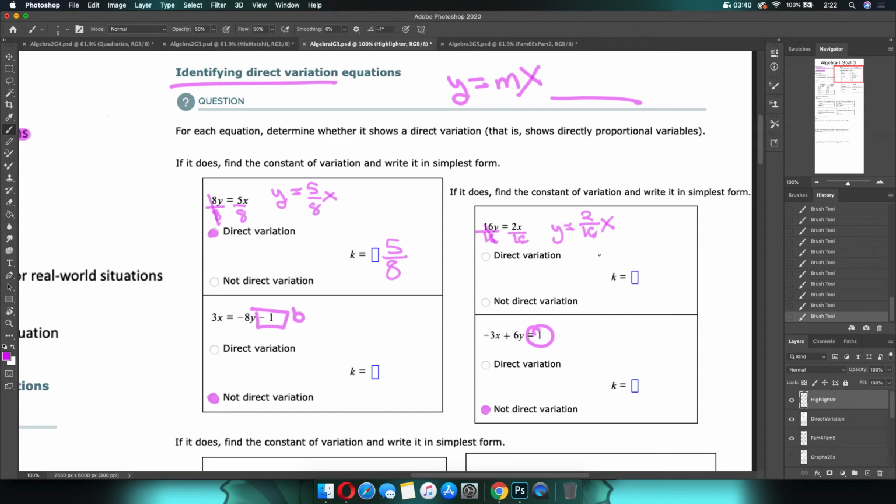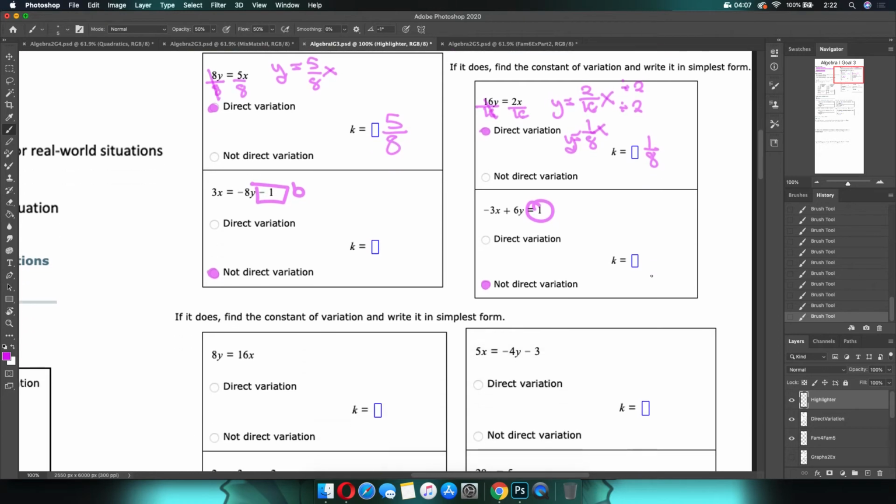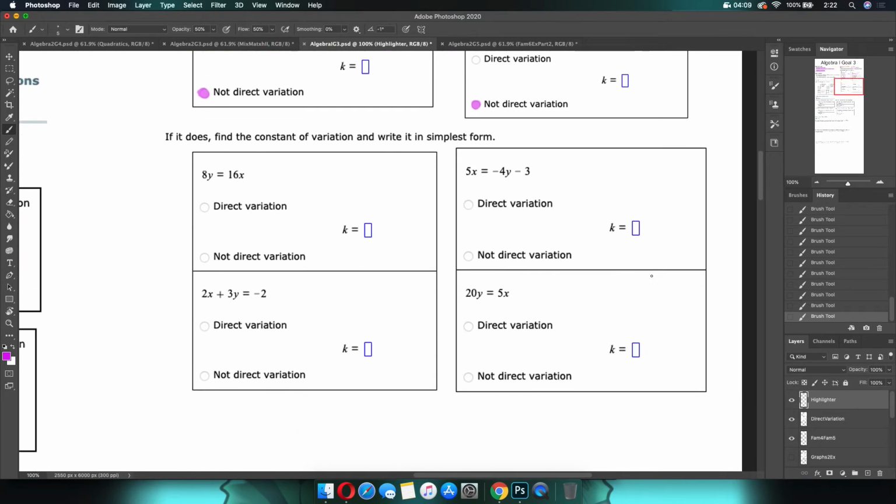Now, if you're really good at this, your spidey senses are tingling, because you know how it says simplest form? That's a not subtle hint that sometimes these fractions can be reduced. 2 and 16 are both even numbers. That means we can divide by 2, divide by 2. So y equals 1/8 x. So yes, it's direct variation, and 1/8 is the only number you have, so that's what goes in your k, your constant.